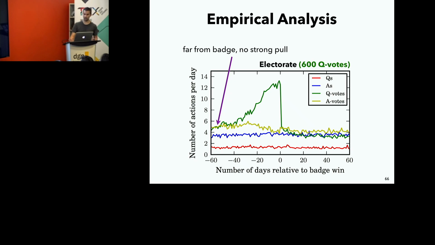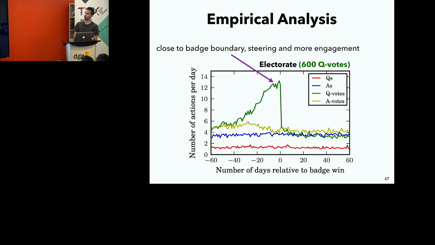Again, 40, 50 days far from the badge, there was no strong pull. Basically, you were doing what you were always doing, and what you would go back to doing after you won the badge. So it's not a very incentivizing thing when you're far away from it. Close to the boundary, we see steering, definitely, because people are voting a lot more on questions than they would normally, and there's more engagement overall. If you just sum these curves up, people are simply taking more actions per day than they usually are. There's no negative effect on the other actions, maybe except for answering vote a little bit.